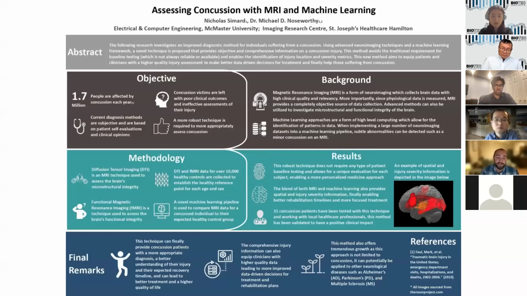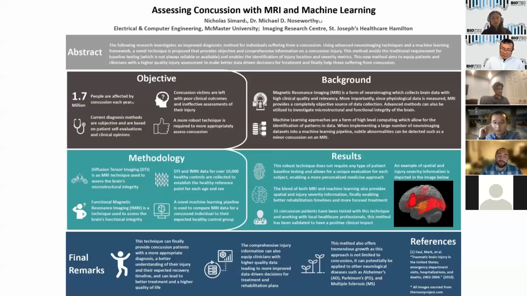31 concussion patients have been evaluated so far with this technique, and working with local healthcare professionals, this method has been validated to have a positive clinical impact. Identifying injured brain regions has helped clinicians understand the overlap of symptom presentation, and they have articulated a significant improvement in patient mental health because neuroimaging proves the existence of their injury. Unfortunately, some of the results are currently protected by patient confidentiality. However, an example of the spatial and injury severity outlook is depicted in the brain image in the results section.